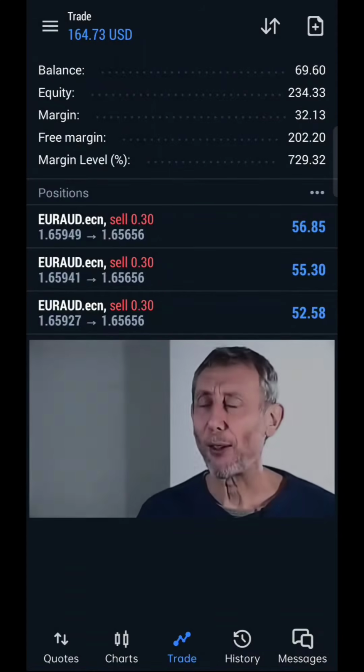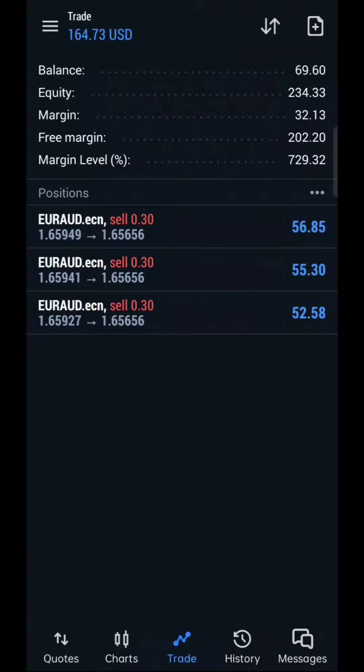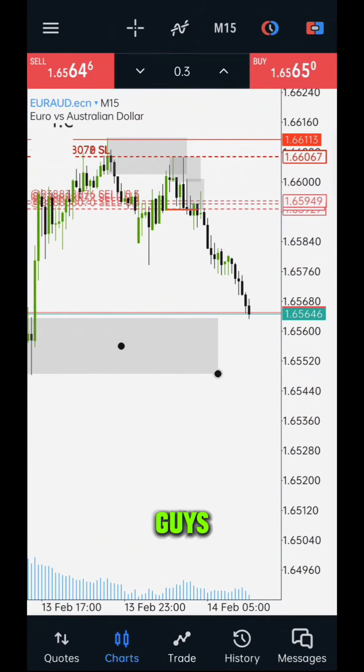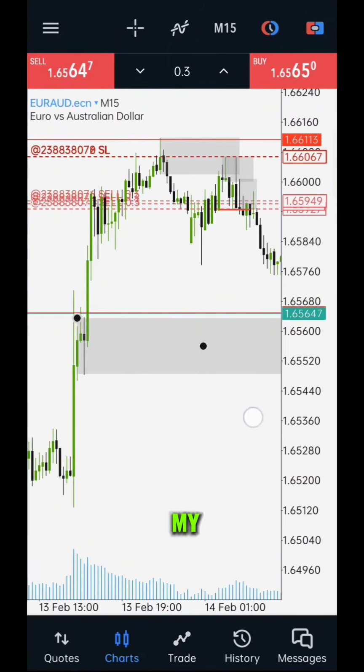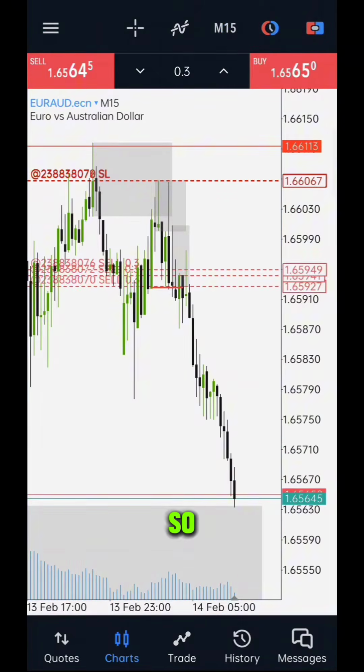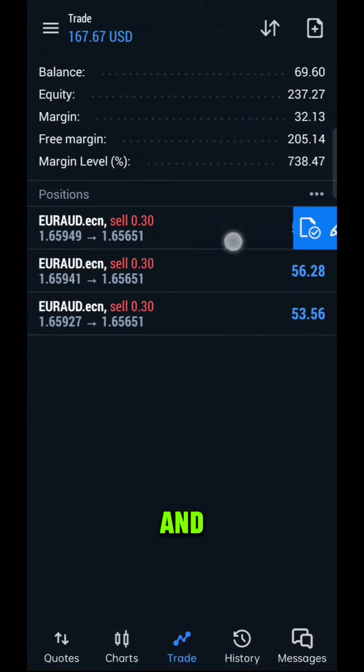A few moments later. Nice. Guys, as you can see, price filled all of my limit orders, and met the first profit target area. So, I closed all of my open positions and booked my profits.